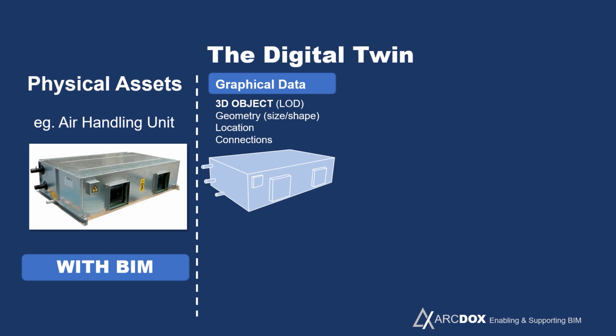It also tells you about the connection points. So those could be physical connection fixing points to the structure. They could be connections to other services, mechanical, electrical services, etc. And that's all described through geometry or graphical data through an object. So remember I said earlier that the object is at the core of the BIM process.